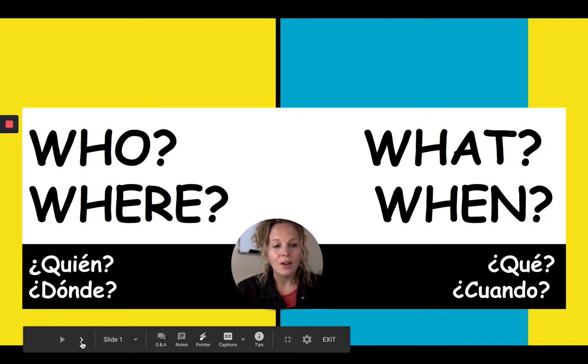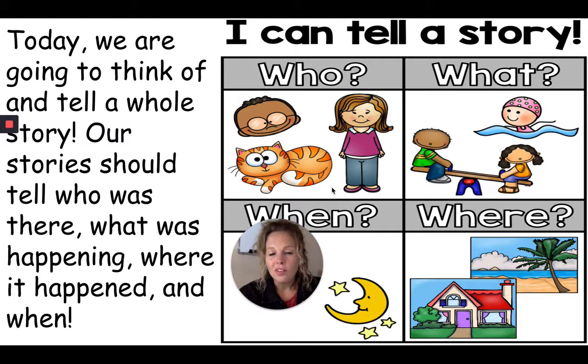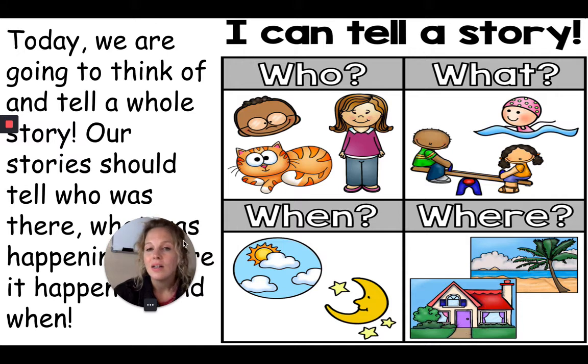So today, we are going to write our own story. Our story should tell who was there, what was happening, where it happened, and when. So right here, if we look at these pictures, it will help us. Who was in this story? It looks like in this story, it was this man with glasses, this woman, and this cat. What happened in the story? It looks like in this story, this person was swimming, and in this story, these kids were playing on the seesaw at the park.